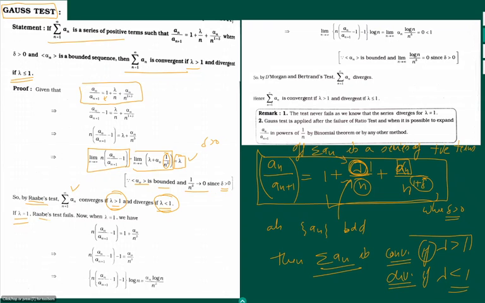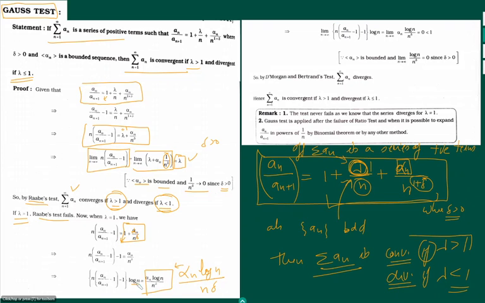If lambda is equal to 1, then Raabe's test fails. If lambda is equal to 1, then n into an over an plus 1 minus 1 would be equal to 1 plus alpha n over n raised to power delta. Again you bring this 1 to the left hand side, and then multiply by log n both sides. So you have alpha n log n divided by n raised to power delta.